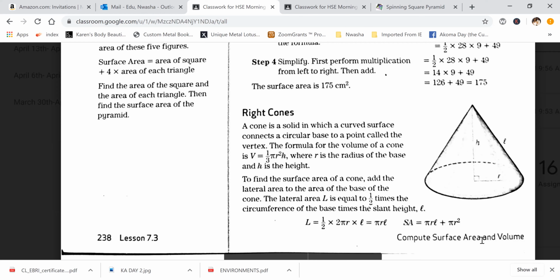So a cone is a solid in which a curved surface connects a circular base to a point called a vertex. The formula for the volume of a cone is V equals 1/3 pi r squared h, where r is the radius of the base and h is the height. So now this is another one, but if you notice, the pi r squared height is what formula?